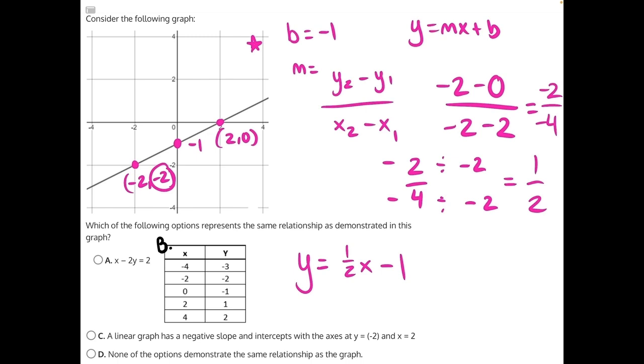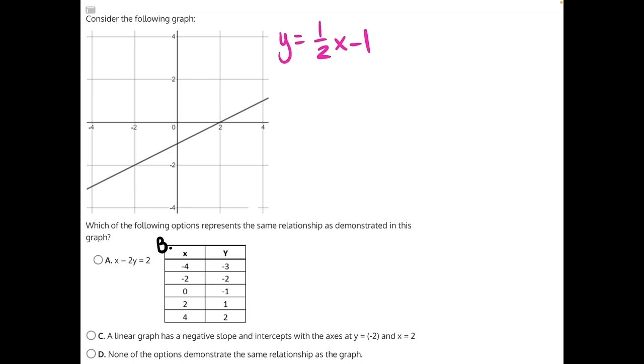Now that we have our equation, I'll erase and we will start looking at our answer choices. Let's start by looking at answer choice A. In answer choice A, we need to compare the equation given to the equation that we found. And in order to do that, we'll have to isolate the variable y in the equation in answer choice A. So let's bring that out to the side here.